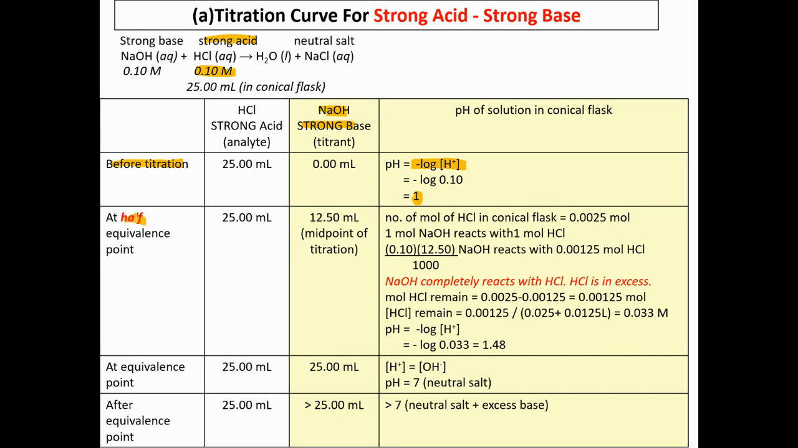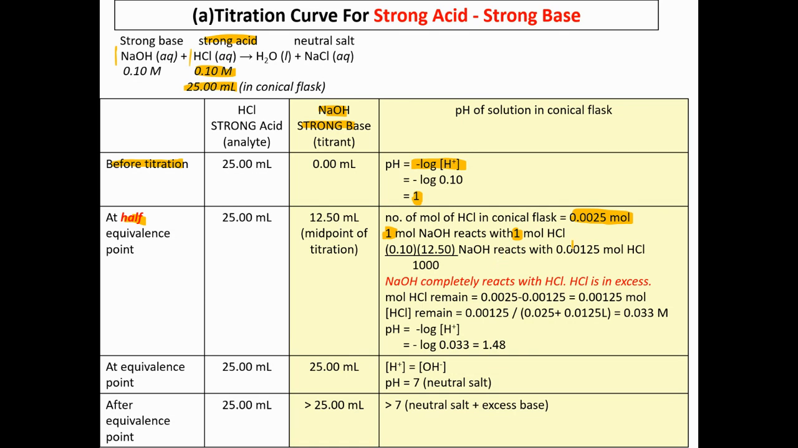For the half equivalence point, we can see here it is given 0.1 molar and we have 25 mL in the conical flask. If we change it to moles, we will get 0.0025 mole. And stoichiometry coefficient wise, 1 mole of sodium hydroxide reacts with 1 mole of hydrochloric acid.